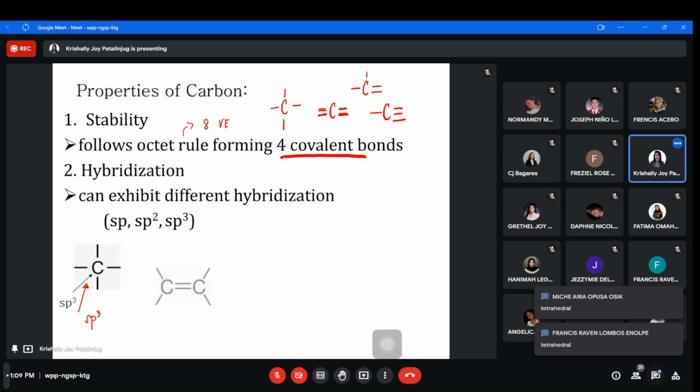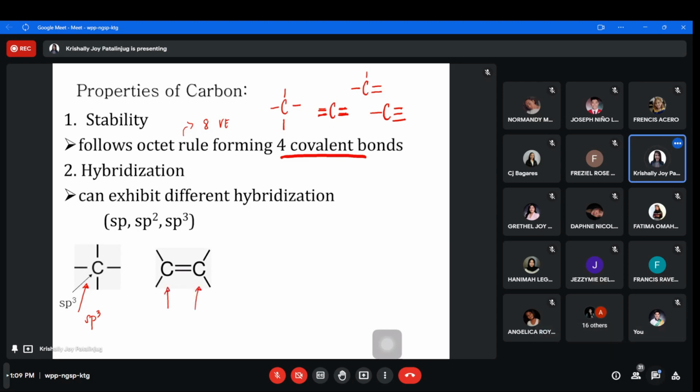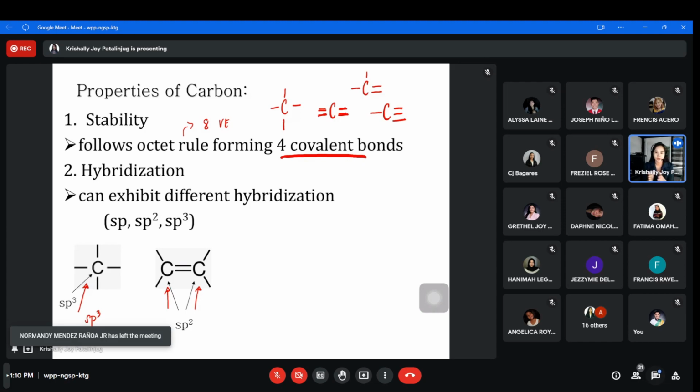When a carbon element in a structure carries one double bond, then that carbon atom is sp2 hybridized. So if you look at each carbon, the carbon on the left side and the carbon on the right side, each of them has one double bond, right?